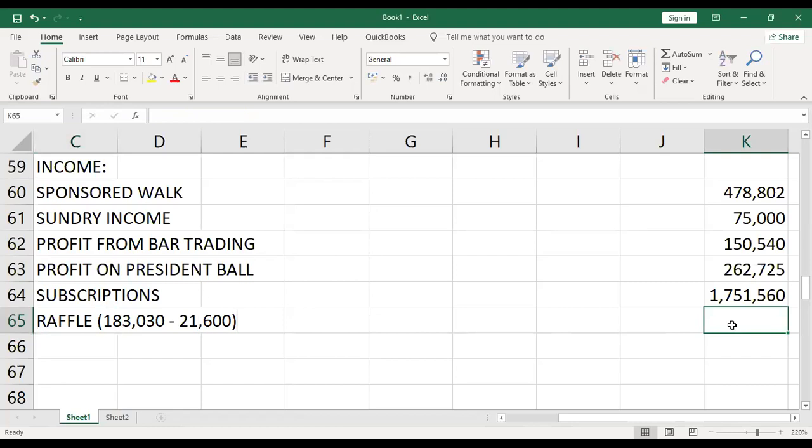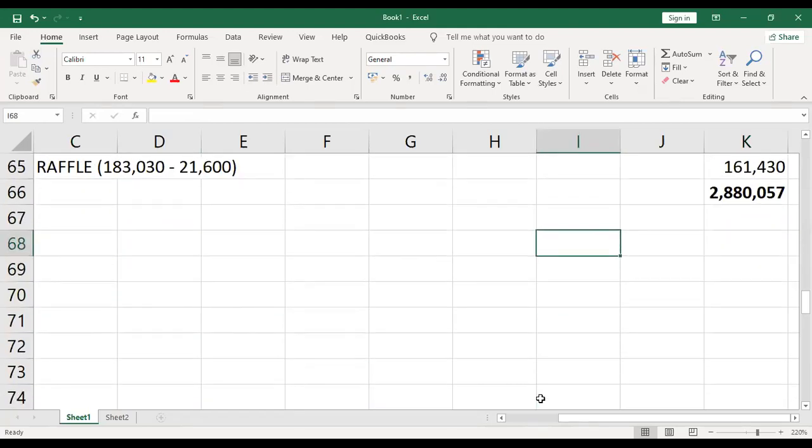Okay, so we have 161,430. So adding everything, we'll have 2,880,057. So that's total income. So over to expenditure.